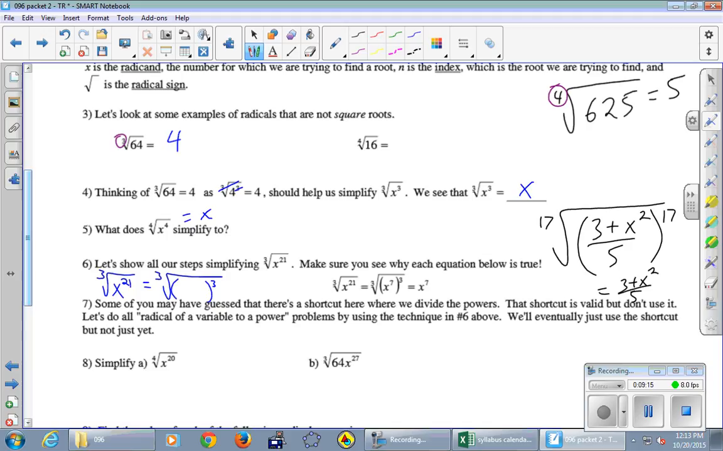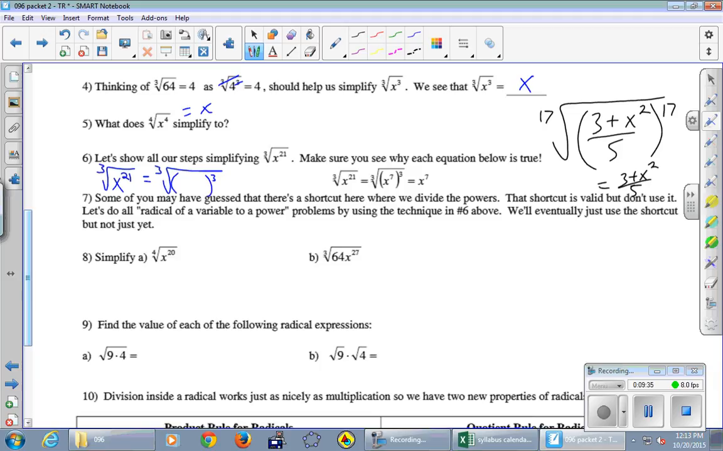Would you guys agree that if we could somehow rewrite x to the 21st as something to the 3rd, then this problem would be easy? The answer to this problem would just be whatever's in the parentheses. So we're going to go out of our way to force x to the 21st to be written as something to the 3rd. Okay, so let's fill in the something here.